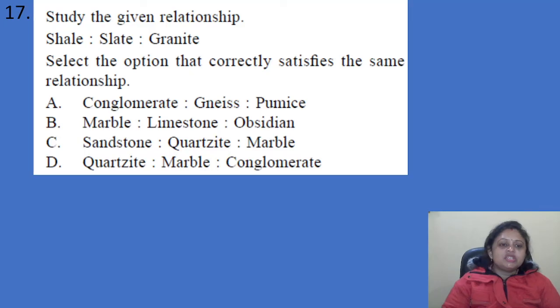Coming to the next question, study the given relationship. Shale, slate, granite. We have to find out the option. Option A, conglomerate, gneiss, pumice. Option B, marble, limestone, obsidian. C, sandstone, quartzite, marble. D, quartzite, marble, conglomerate. Okay, so to correctly satisfy the same relationship, here the correct answer is option A, that is conglomerate, gneiss and pumice.